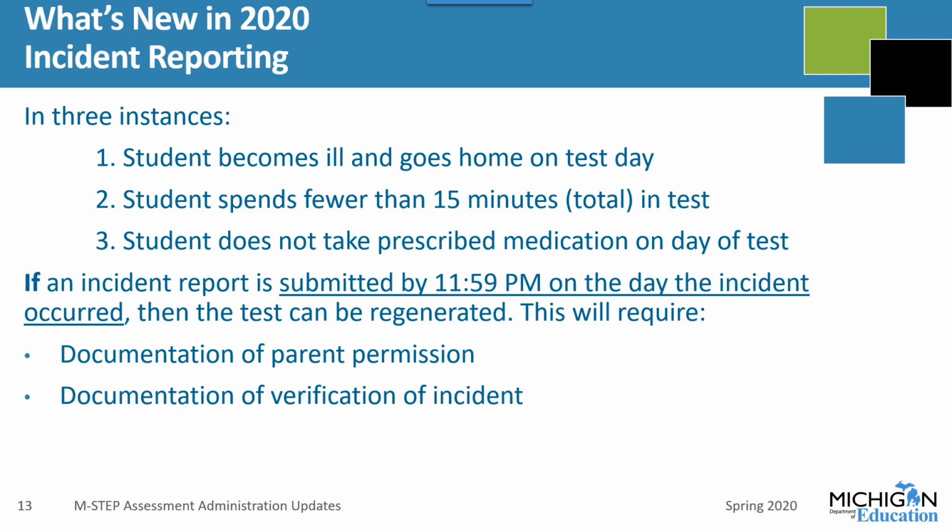Again, the incident must be reported by 11:59 p.m. on the day it occurs. The second instance is when a student begins a test and submits it in fewer than 15 minutes. This is for students who start and end the test on the same test day in less than 15 minutes. This will not apply to a student who signs into a test on one day, spends 5 minutes testing, then logs in on a second day and spends 5 minutes testing and submits the test. This applies to students who sit down all in one day for fewer than 15 minutes and submit the test on that day. Again, you must submit the incident report on the day the irregularity occurred.